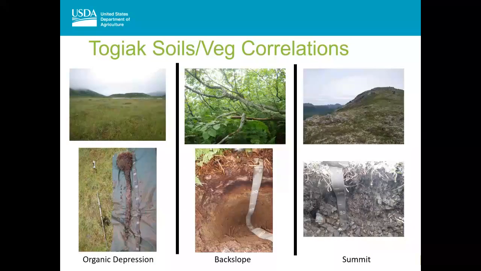So I just wanted to share some of the Togiak soil veg correlations. There were plenty of them out there. These are pretty basic, but I think they show a slice of the diversity that's present out there. We've got a sedge organic depression on the left, dense alder mountain backslope in the middle, and an alpine dwarf scrub and lichen summit on the right. The main soil orders we came across were entisols, inceptisols, gelisols, and spodosols.